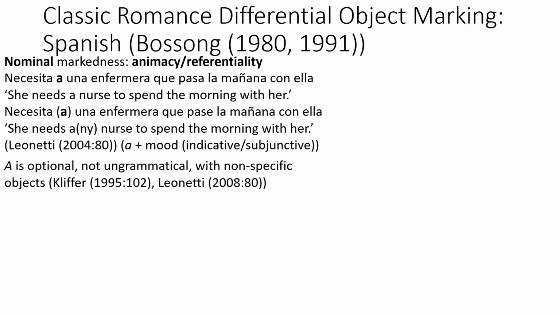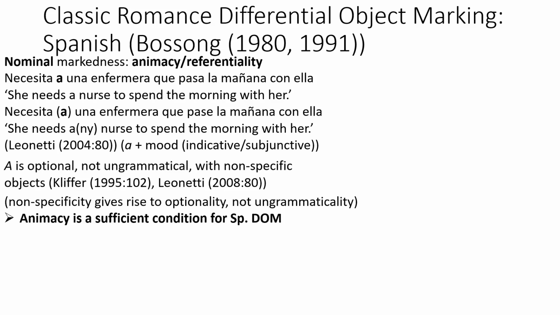People like Brugè and Brugger, and Leonetti have shown that in the second example, "necesita a una enfermera que pase la mañana con ella," the a here is optional. It's not ungrammatical. So you can still use it, but it's just not obligatory, which is significant for a language where DOM is heavy, such as Spanish. And so animacy is pretty much a sufficient condition for DOM in Spanish: as long as the object noun is animate, you can use a.